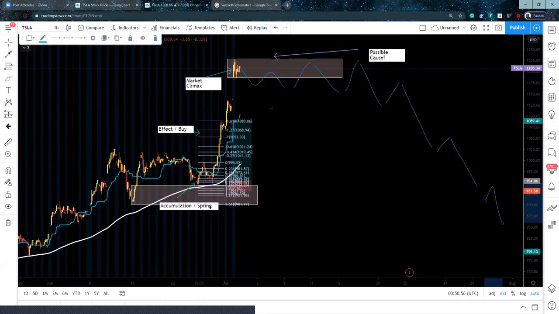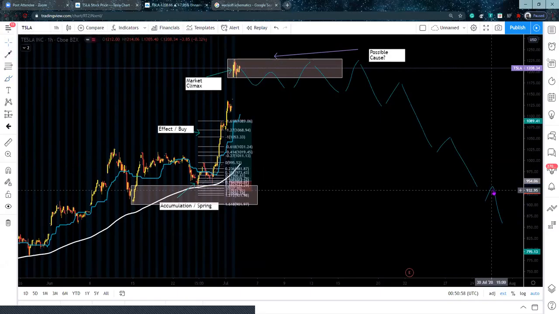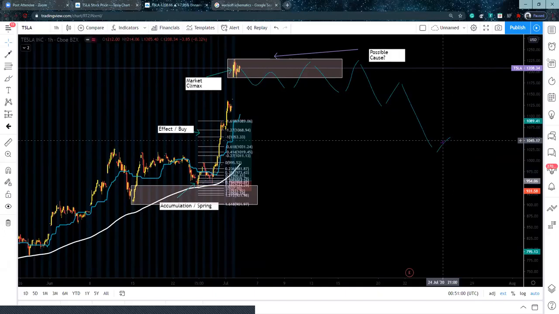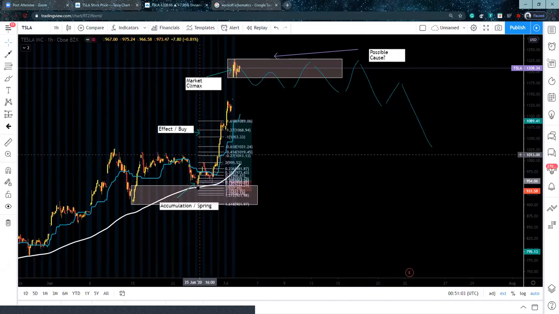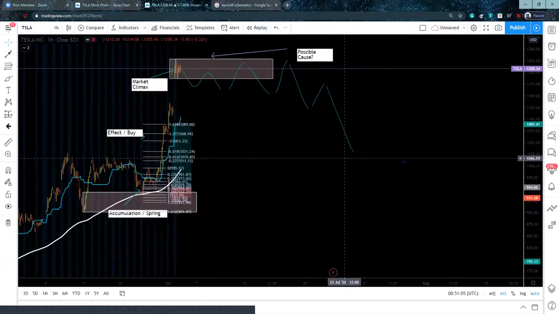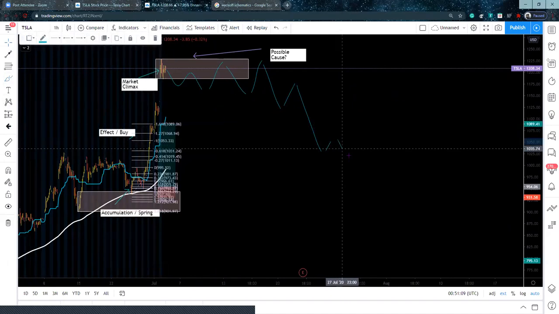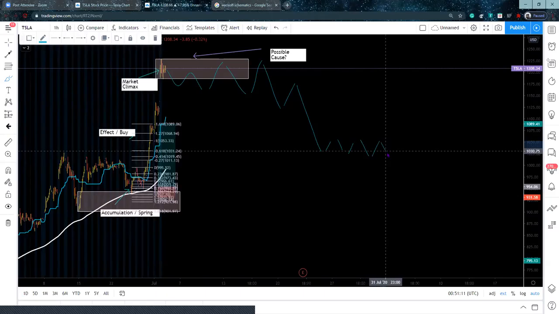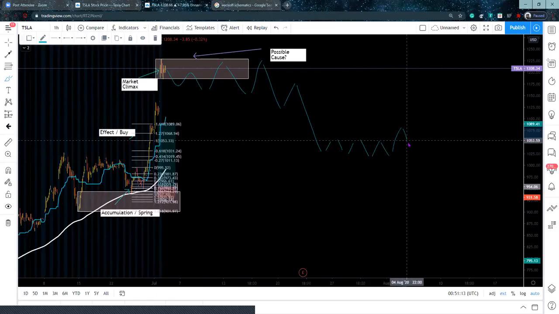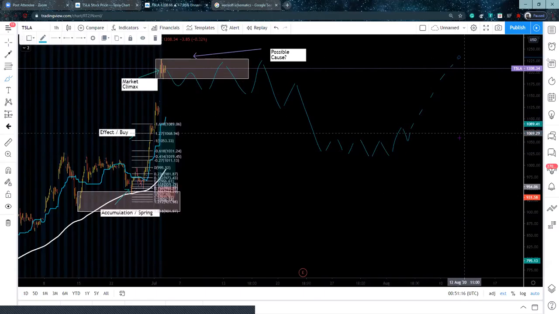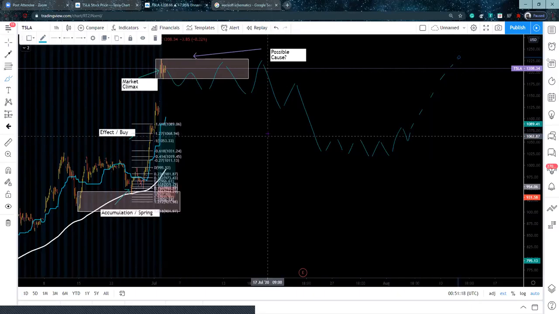Well, I think I drew that a little bit too far, but realistically, let's say it falls down here, right? Back to around this area. And now what would you do? Now this is where you would start looking for accumulation again. Market climax, boom, test, buy. That makes sense?